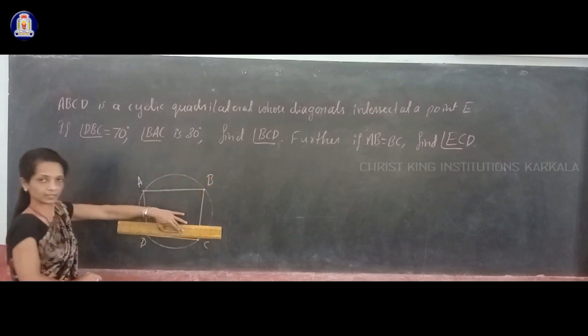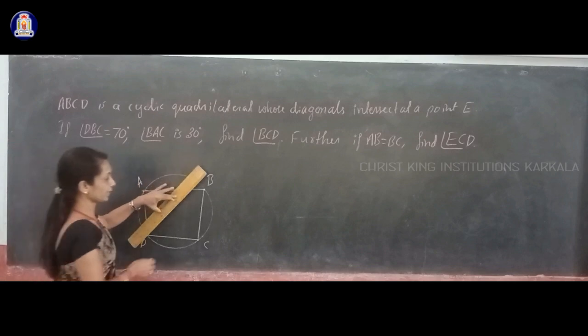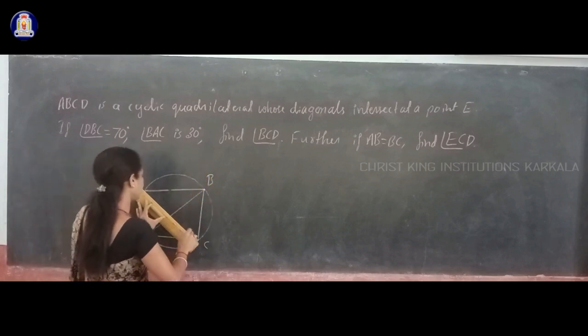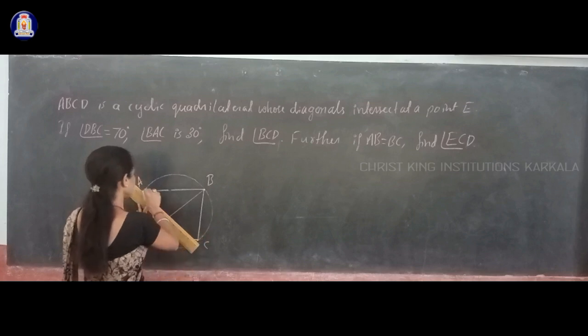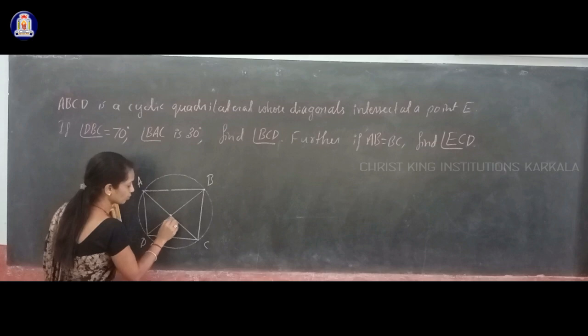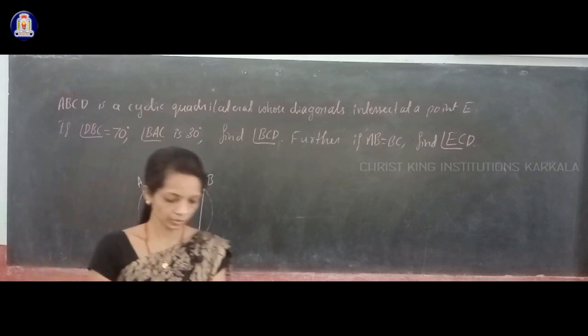Then you will get a cyclic quadrilateral, and you have to draw its diagonals. They are intersecting at a point, and that point you have to name as point E. And what are you given now?